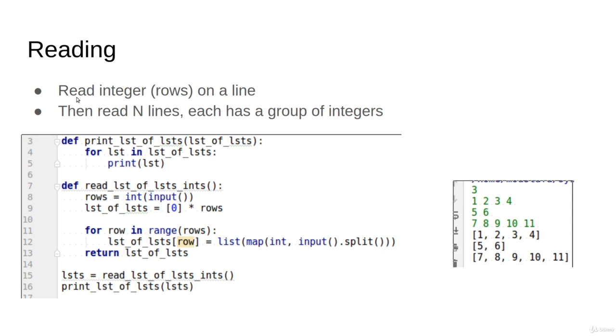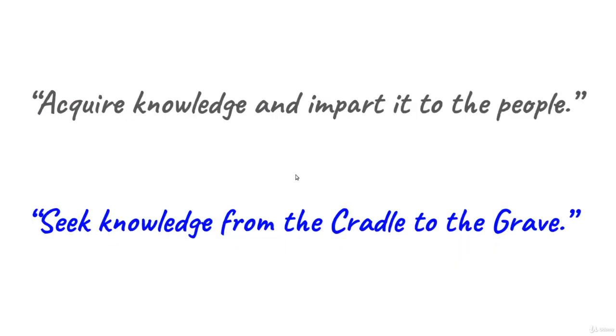To read, it's again straightforward. You typically need to read an integer on a specific line for the number of rows, then read in the lines. Something like you read the number of rows, create a number of lists based on the number of rows that you have, then for every row just go ahead and read a line, convert it to integers, and return it back. This is reading a list of integers, nothing more fancy than that. That's all.